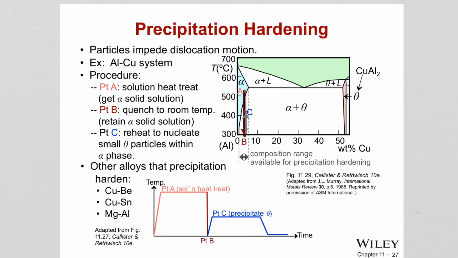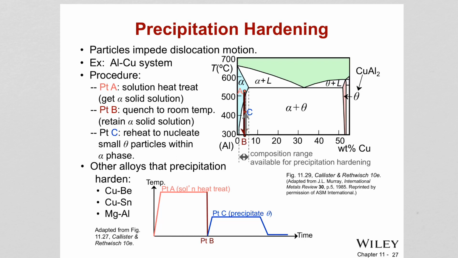You are not adding additional particles to the system. What you are doing is using the alloy system itself and a certain type of heat treatment, by looking at the phase diagram of the alloy. You are creating little particulates. So how do we do it? First, if you look at the aluminum copper alloy system, you see that you initially start at point A.